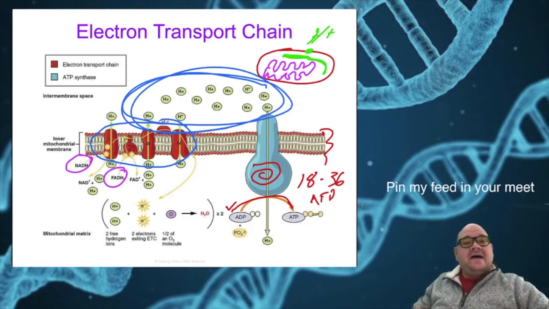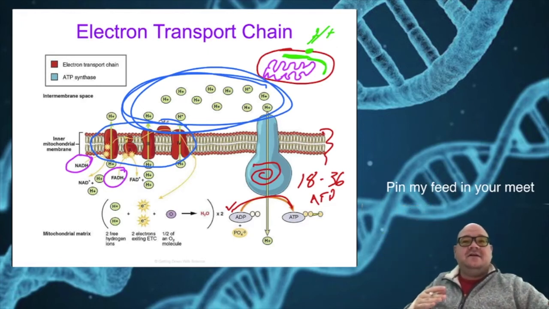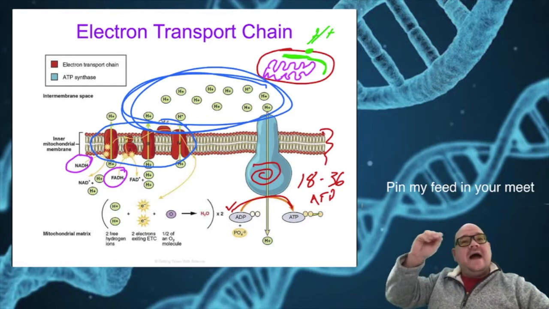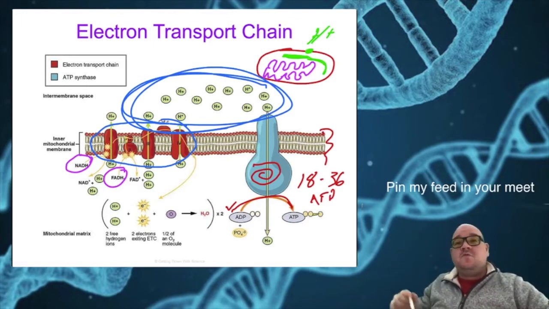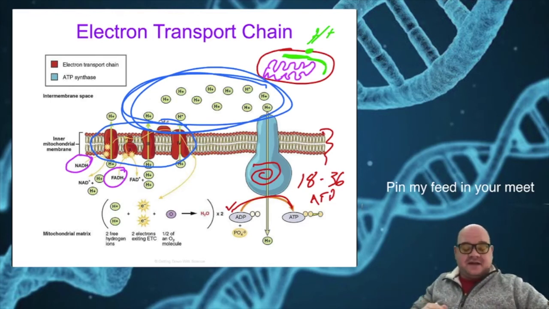Well, now we have a membrane potential. We have more things on one side than we do on the other. Well, that's going to allow for these hydrogens, almost like a waterfall, to fall back to the other side of the membrane. Which way are they going? They're going into the matrix. So when hydrogens go back into the matrix, they spin ATP synthase, and this is where we get a big boom of ATP.